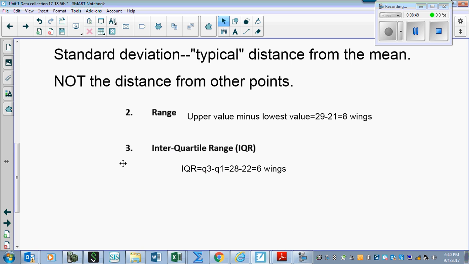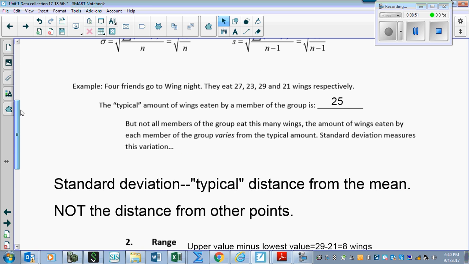Those are our most common measures of spread. So that's the first S in CUSS. We'll go to the next S in CUSS in the next video.